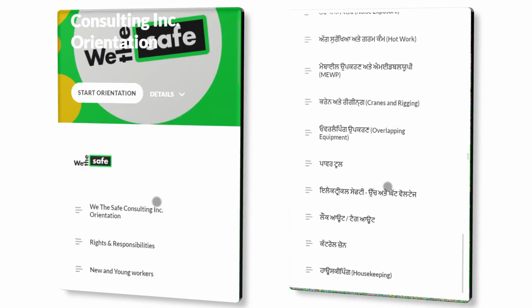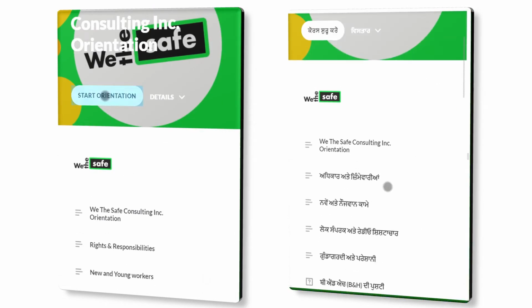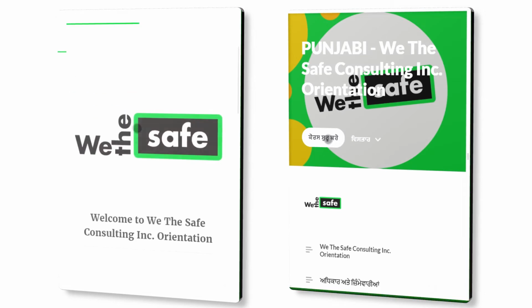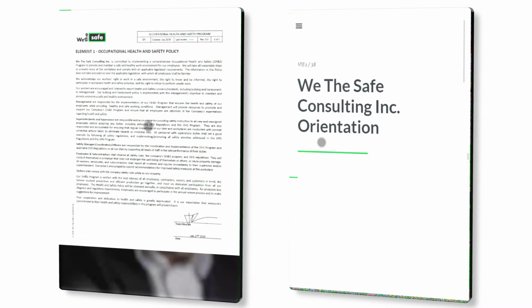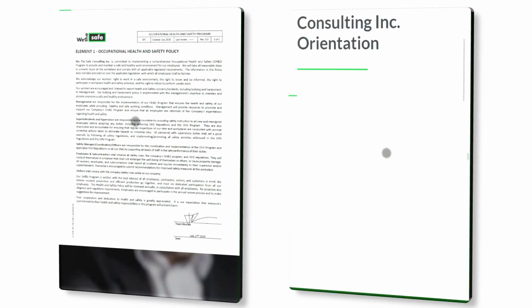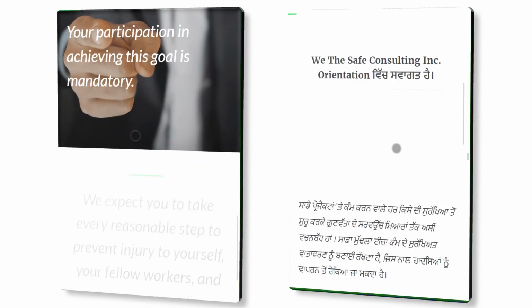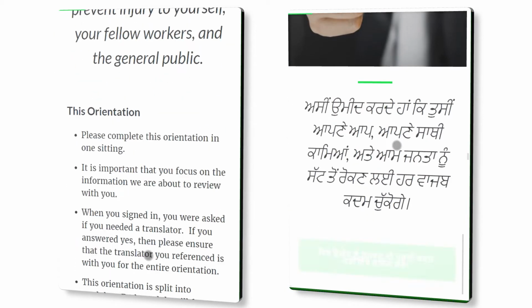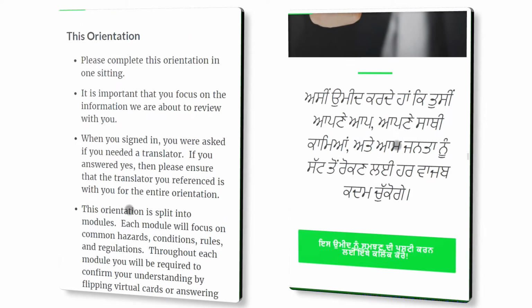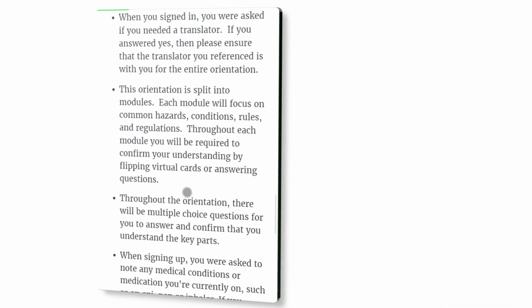Now these are the modules of the orientation. They are custom created based on your type of workplace. The orientation starts and goes through the introduction, our commitment to safety, our OH&S policy, what's expected of you, and it asks for you to click on buttons to confirm that you understand.